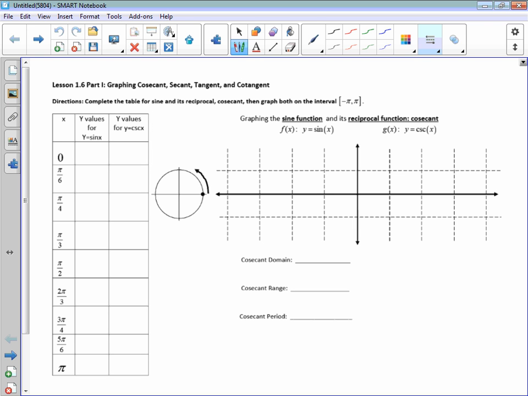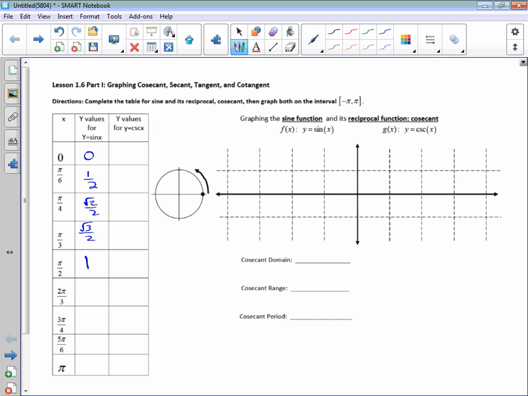What is the sine of 0? That should be quick, guys. What's the sine of 0? 0. We're just filling in the chart here. What's the sine of pi over 6? A half. What's the sine of pi over 4? Root 2 over 2. The sine of pi over 3. Okay, sine of pi over 2.